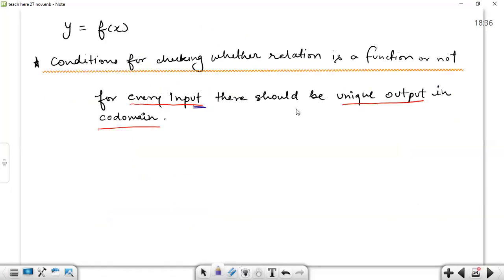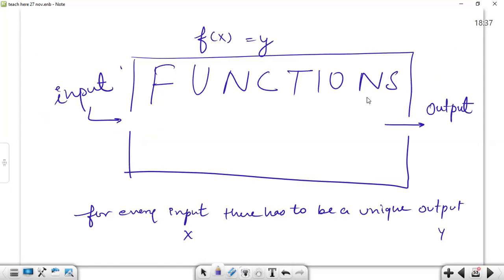For every input, there should be a unique output. There has to be a unique output as per the input in the codomain. Codomain means set B. And where will all the inputs come from? Set A, because the function we are discussing is going from A to B. And this should be a unique output. Why unique output? If we put some different input, then there has to be a different output. That's why the uniqueness of output is related to input.